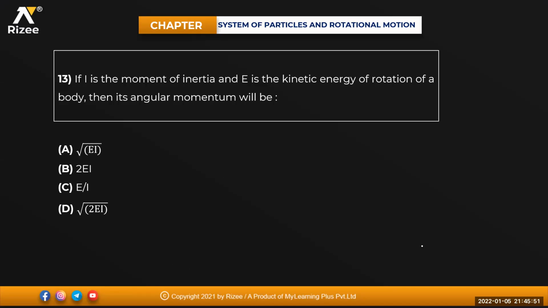Next one. If I is the moment of inertia and E is the kinetic energy of the rotation of the body, then its angular momentum will be equal to how much? Can anyone try this question, beta? Energy formula: E is equal to half into I into omega square. Omega can be written in terms of angular momentum. L is equal to I into omega. Then omega will become for me how much? L by I.